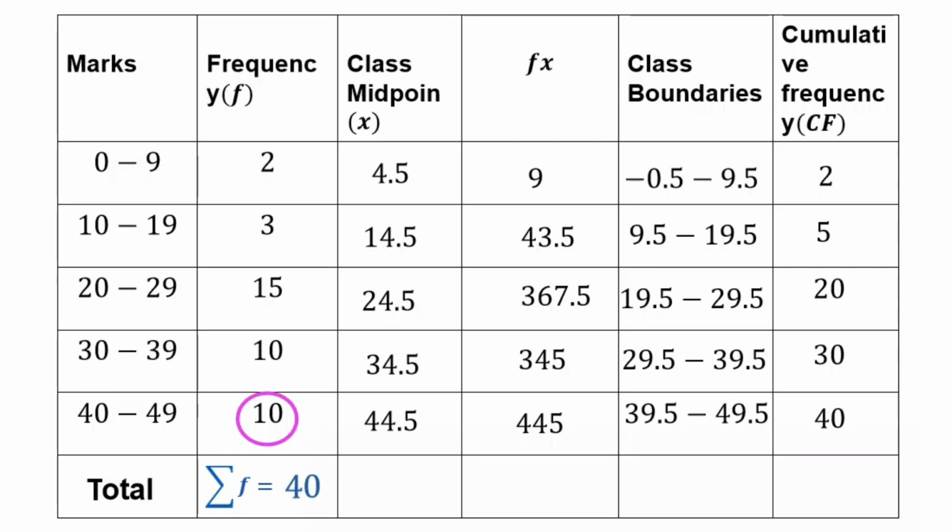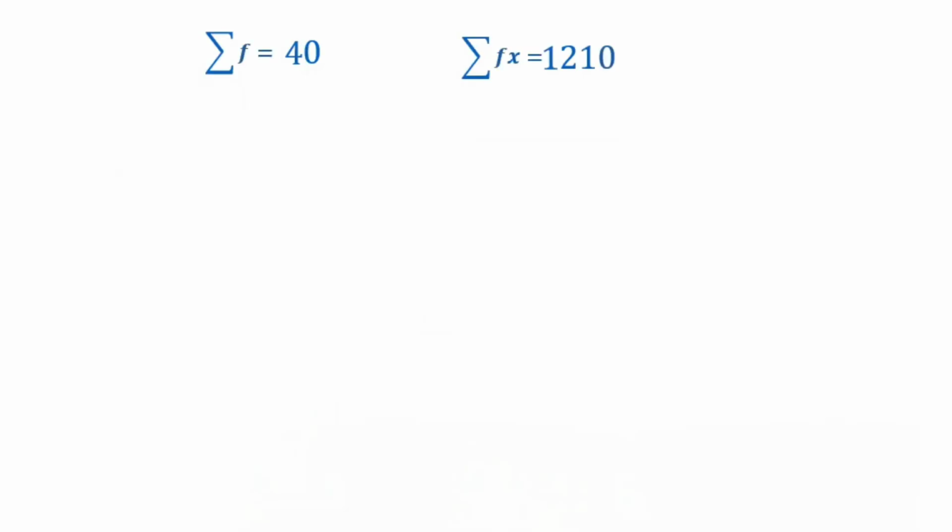Then our sigma fx, if we add all of them, we are going to get 1210. So now that we have calculated this, let's proceed and find our mean, our mode, and our median. All right, great. Since we have this, let's start with our mean.